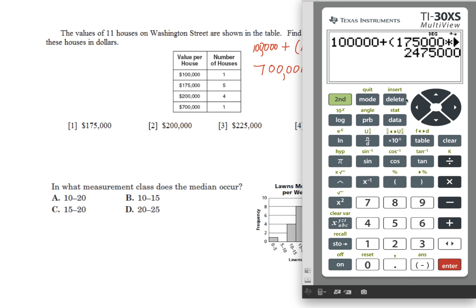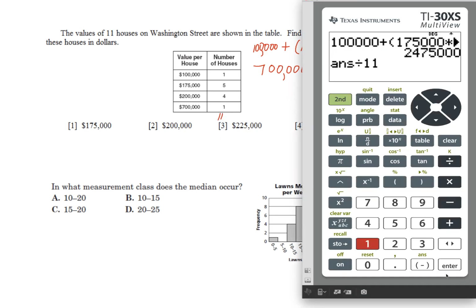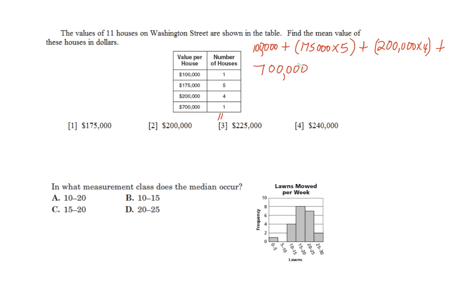2,475,000. But what are we going to divide this by? Here we have to find the total number of houses. So this is 1 plus 5 is 6, plus 4 is 10, plus 1 is 11. So we have a total of 11, and let's divide by 11, and we have a value of 225,000. So when we take all of this and divide it by 11, our answer is number 3.